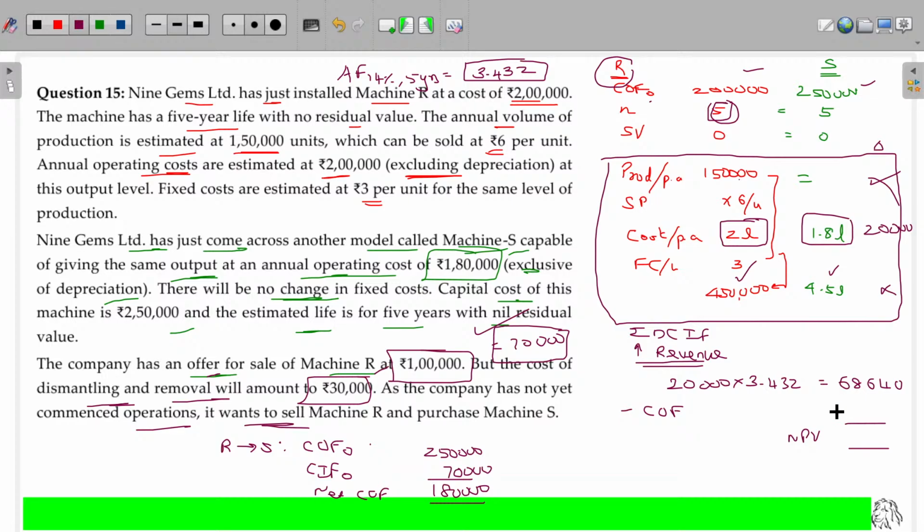So if you are spending 1,80,000 rupees, by spending this one, you can simply shift from R to S. Over the 5 years period, you will be getting 68,640. Naturally, the incremental cost of the project is higher than the revenue. By how much? 1,11,360 negative. So definitely this replacement is not advisable. Is that clear? Clear?